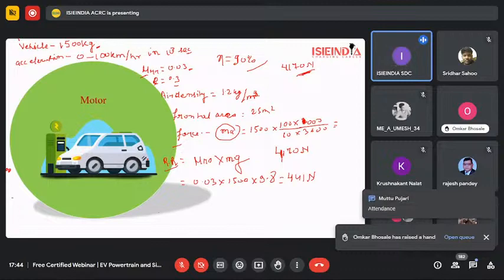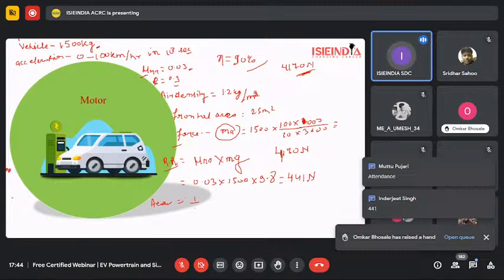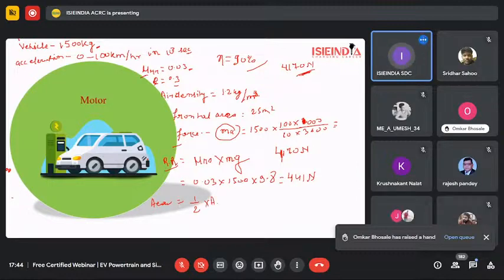Now we are going to calculate the aerodynamic force. The aerodynamic drag is half into air density. What is the air density? It is 1.2, and the drag coefficient, which is 0.3, and the frontal area. What was the frontal area? 2.5 meters square, and the velocity squared. So what is the velocity here?